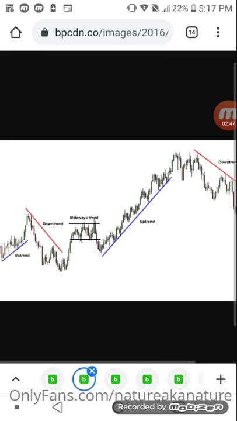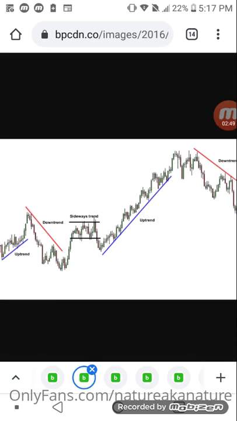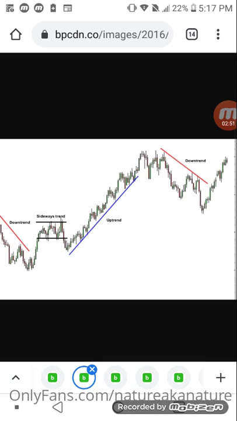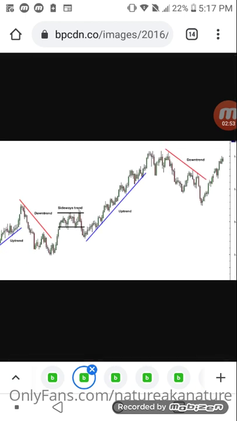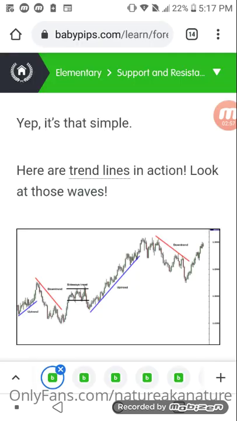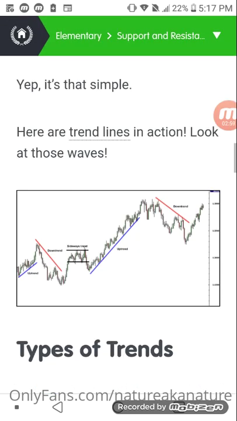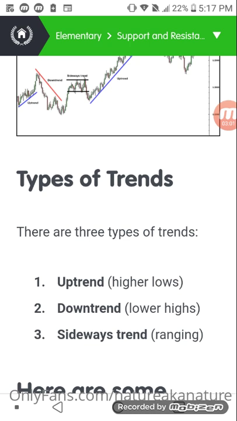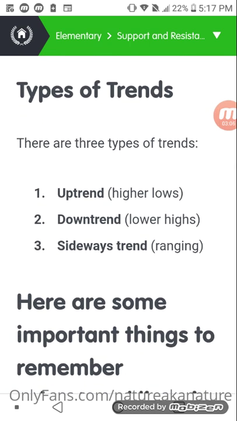So if this is a trend line, this is how you draw them. You need two points of peaks and two points of valleys to draw the trend line. So that's how you draw trend lines. It's that simple. There are three types of trend lines. You have an uptrend, which consists of higher lows. A downtrend consists of lower highs, and a sideways trend is ranging or consolidating.